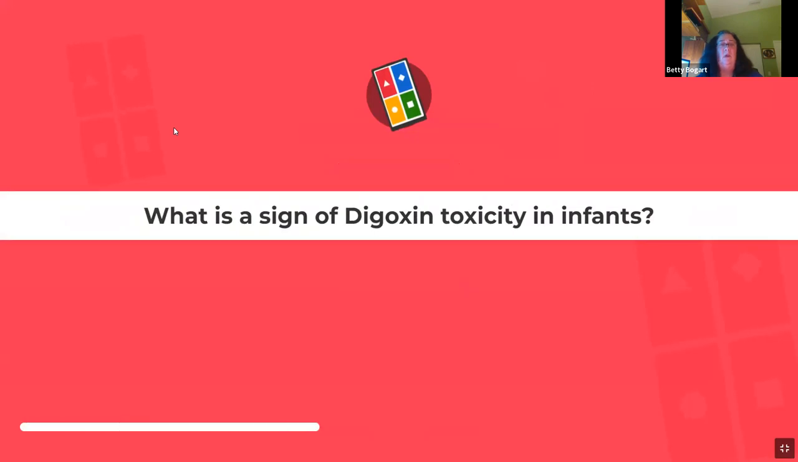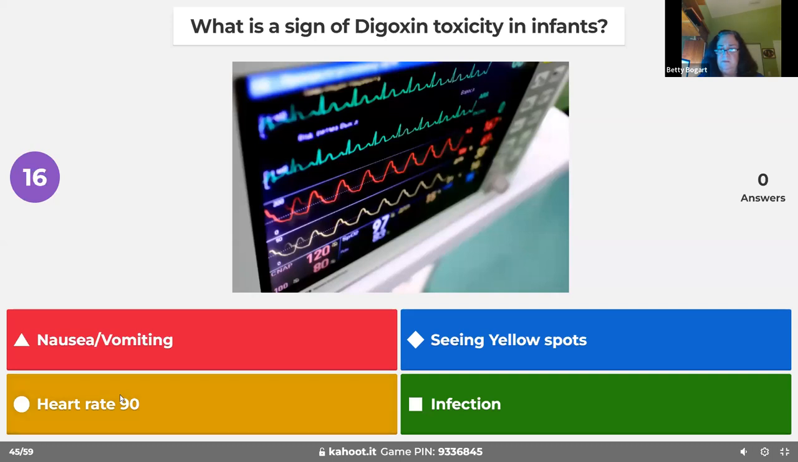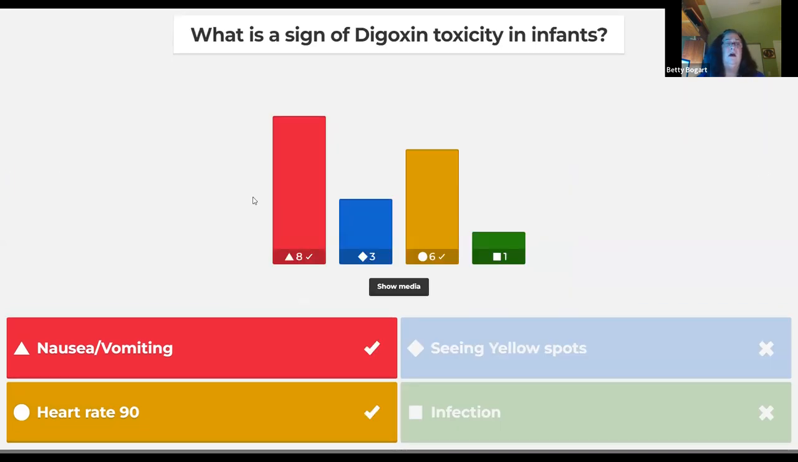A multi-select. What is a sign of DIG toxicity in infants? So if you're an infant, what would you see? Well, you might see retching and vomiting and a low heart rate. Infection has nothing to do with digoxin. And when's the last time an infant told you they saw yellow spots? It's not gonna happen. That's the adults. You'd only see vomiting and heart rate in infants, nothing else.